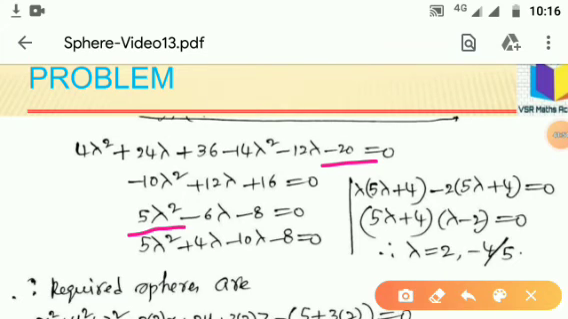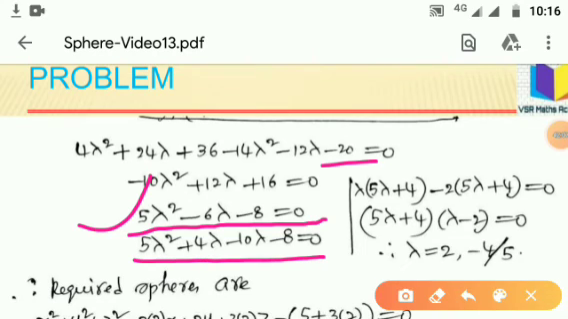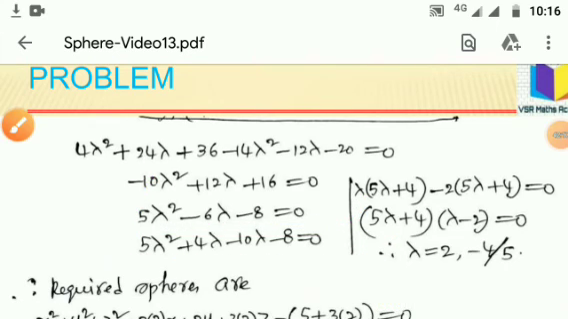5 lambda square minus 6 lambda minus 8 is equal to 0. This is a quadratic equation. On solving this quadratic equation, finally you will get 5 lambda plus 4 into lambda minus 2 is equal to 0, and hence lambda is equal to 2 is one value. Lambda is equal to minus 4 by 5 is another value.